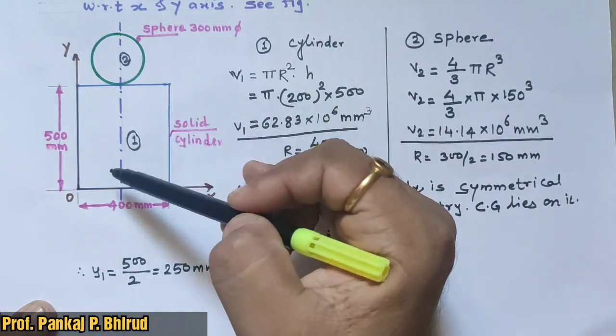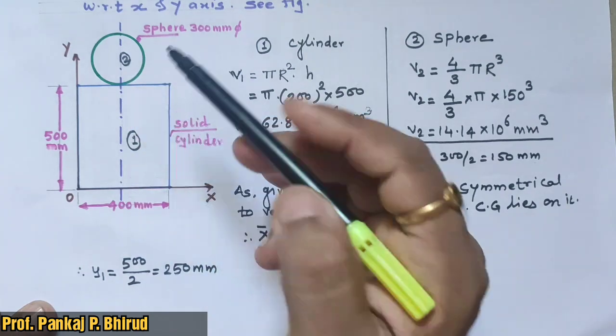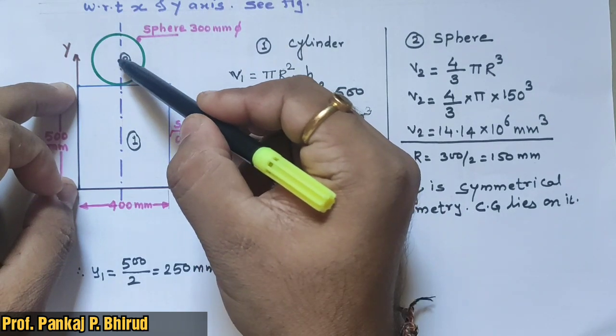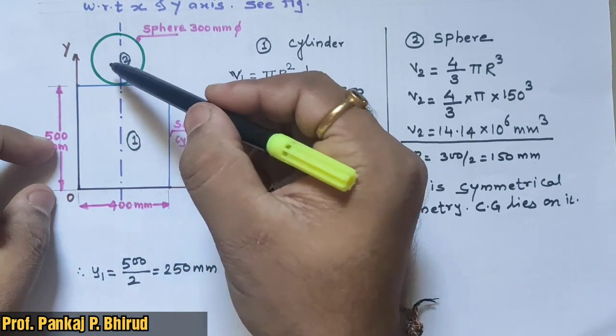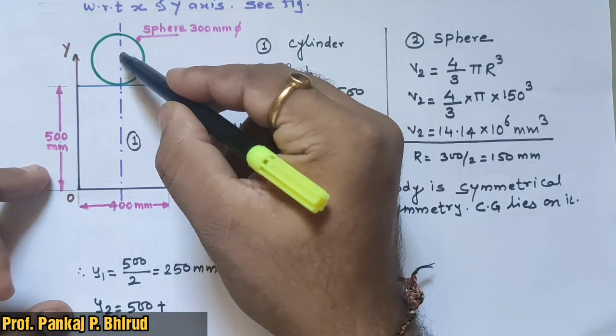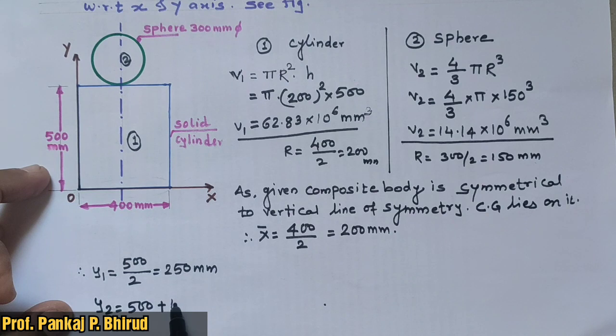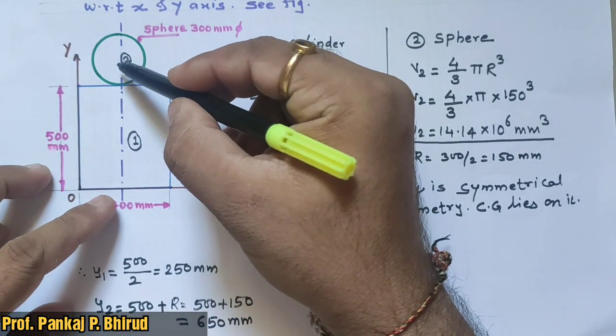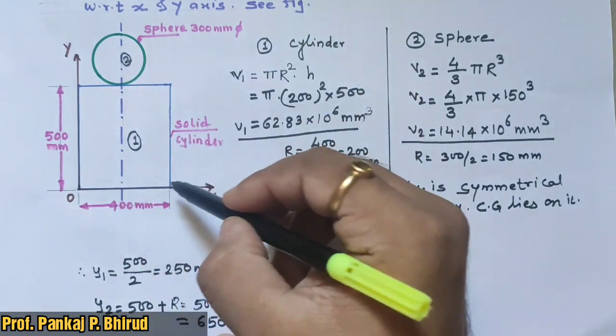Now calculate the vertical distance of the CG of the sphere. Now this 500 is fixed. Now the CG of the sphere is at its radius, so this 500 plus r. So y2 is equal to 500 plus the radius of the sphere, which is 150. So y2 is 650 mm. So the vertical distance of the CG of the sphere is 650 mm from the x-axis.